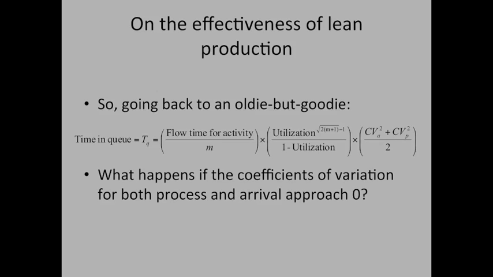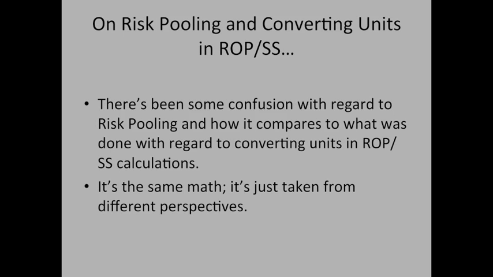Now, as for why lean production works, it's important to go back to an oldie but a goodie. Remember this from week 3, the time in queue formula. This formula is why lean works. You see, there's this nice little part of the formula where we have the coefficients of variation: coefficient of variation of arrival, coefficient of variation of process. What happens if both of those coefficients of variation approach zero? Well, if they both approach zero, suddenly the time in queue approaches zero. And that's what makes lean production work. By eliminating the variation, you eliminate the fact that the product has to wait before being processed through a particular step.